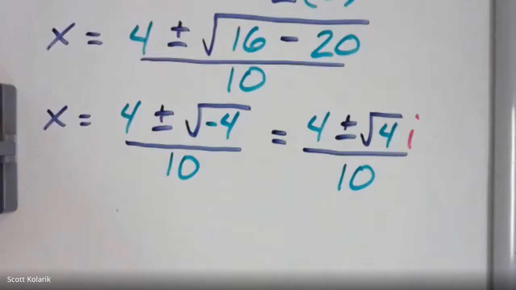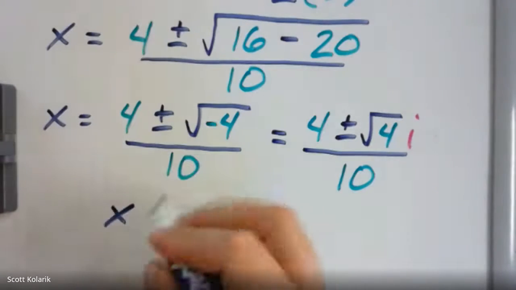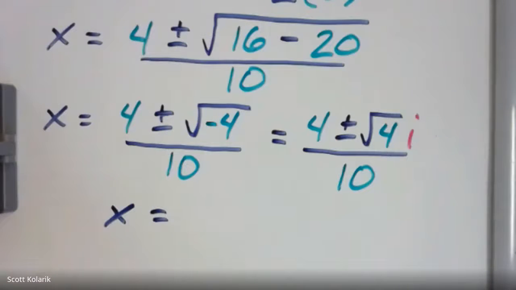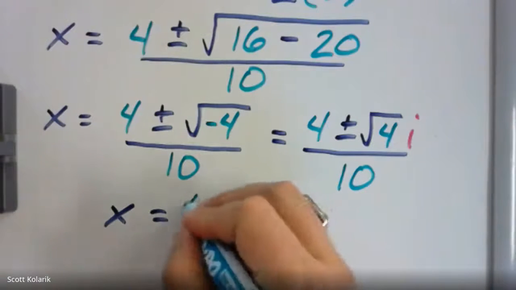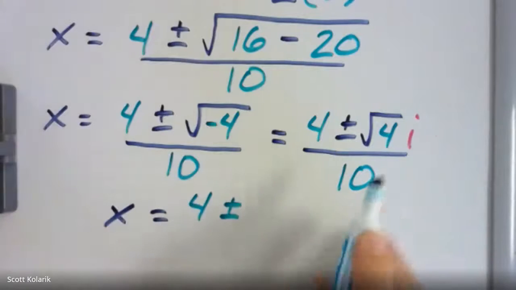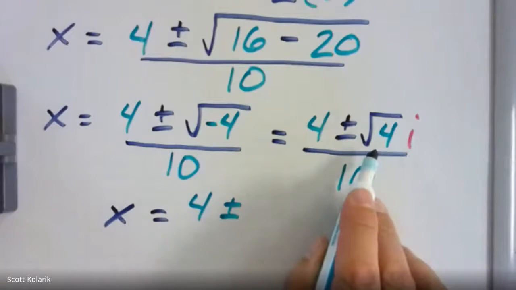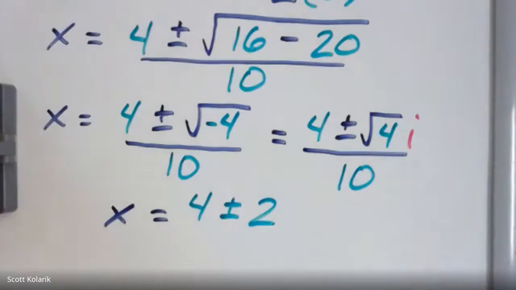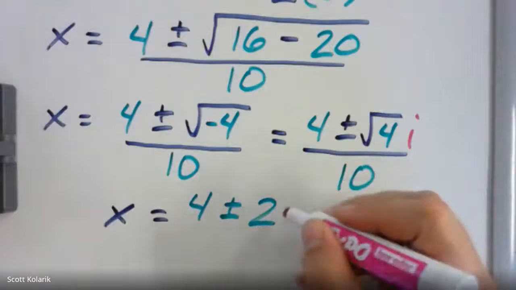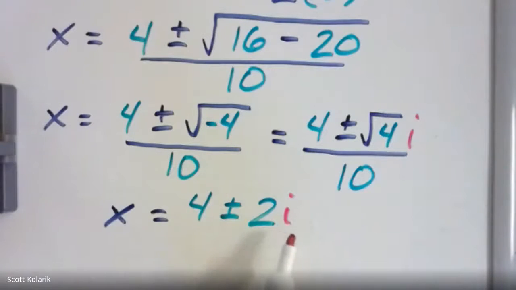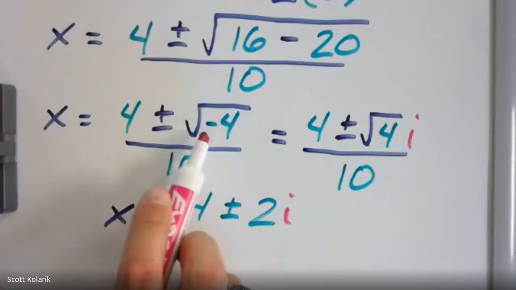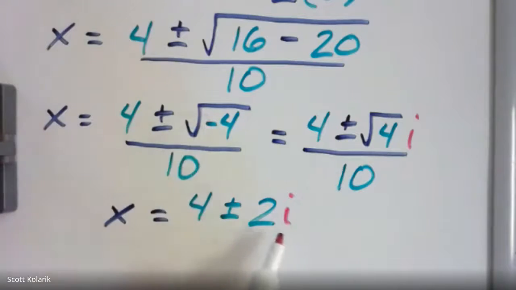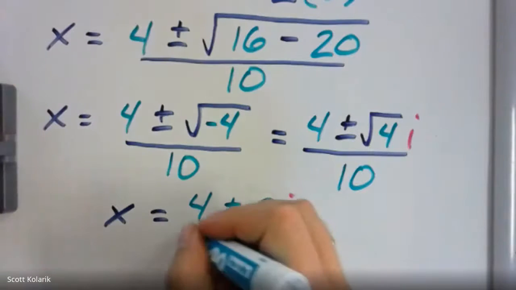So my solution here, or solutions, plural, is going to be 4 plus or minus. Now, the square root of 4, again, is something I can simplify to just 2. And I cannot forget this i value. The reason I have to include the i is because fundamentally, I cannot change the fact that it was taking a square root of a negative. Okay? That is represented by this i. And it's still all over 10.